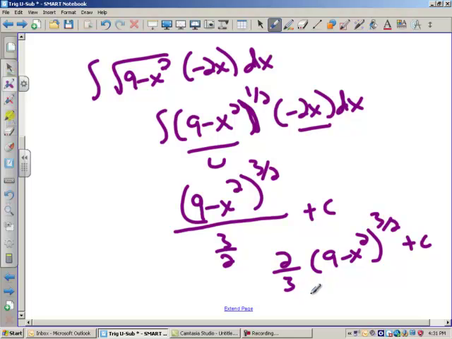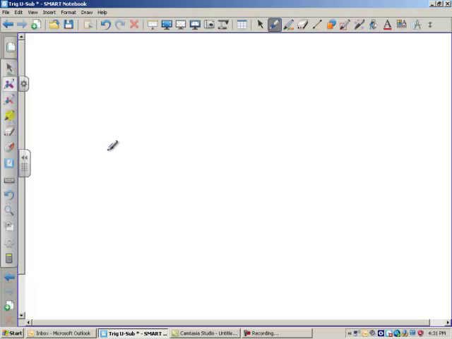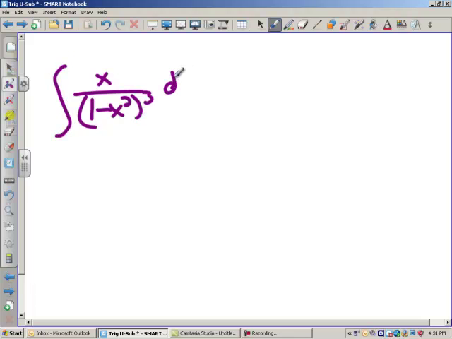So anyway, that's only if there's a perfect inner derivative. I still want to do another example because we just cannot see this enough. What if it's not perfect? For example, what if I have x over 1 minus x squared cubed, and we're going to integrate this dx. Now here we want to bring this 1 minus x squared back up to the top. So it's going to be 1 minus x squared to the negative 3.